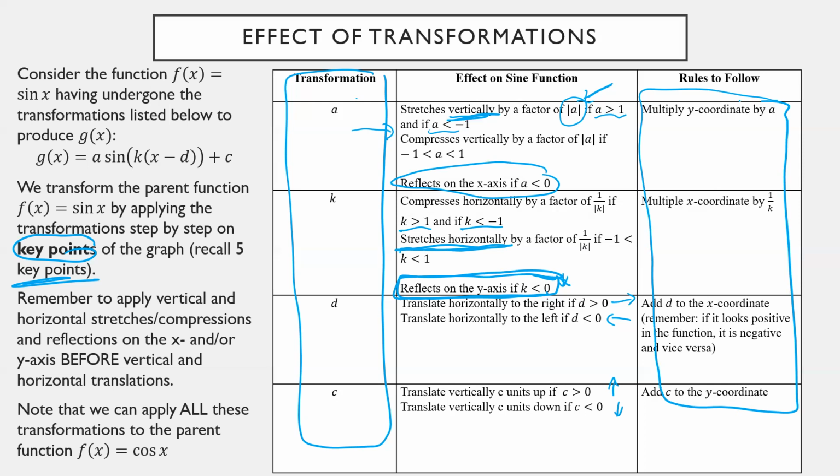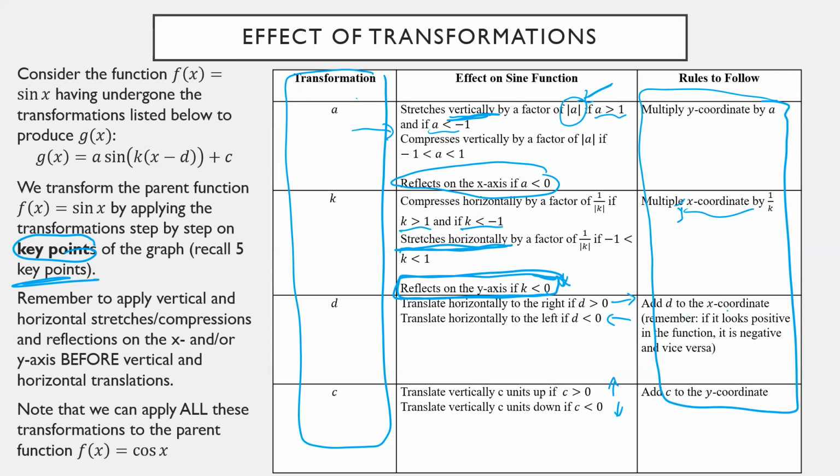For the K coefficient, or the K parameter, we simply multiply the X coordinate. And I'm sorry, I made a typo there. Did not mean multiply. Multiply the X coordinate by 1 over K. And again, notice that we don't put the absolute value of K. That's not a typo there. And the reason for that is because if it's negative, then we also have to consider that sign as well.